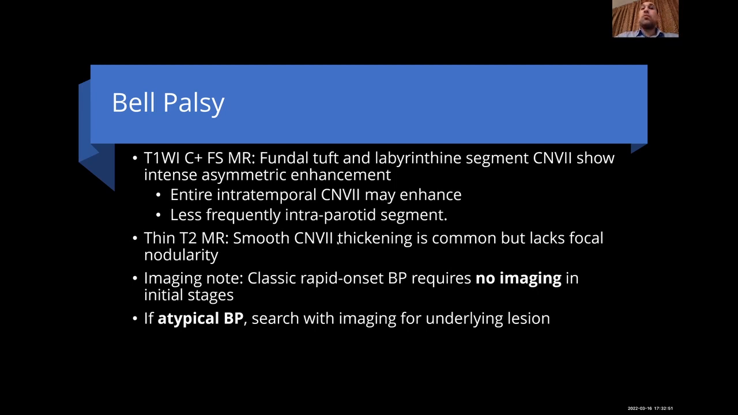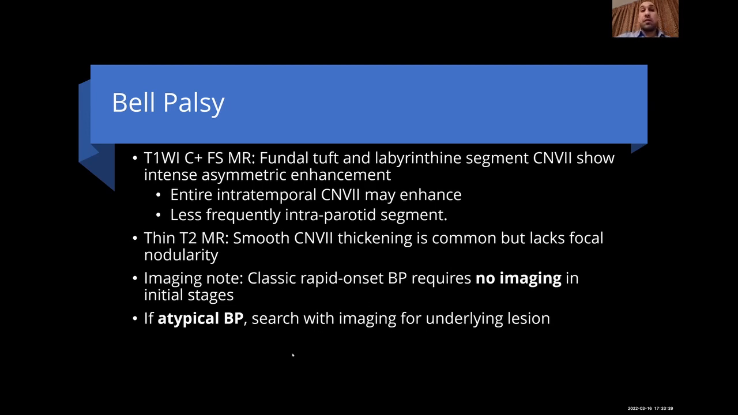thin cuts, thin T2, CISS sequence or post-contrast VIBE sequences to assess the nerves. In Bell's palsy, you will find the fundal tuft and the labyrinthine segment, which is not supposed to be seen enhanced, showing intense asymmetric enhancement. The entire intratemporal cranial nerve may enhance, less frequently the intraparotid segment. In thin T2, a small cranial nerve thickening is common but lacks focal nodularity. Consider this point because we will use this in the differential later.